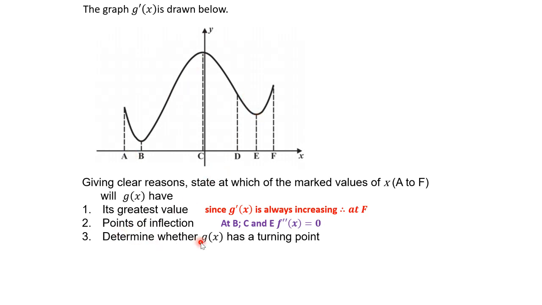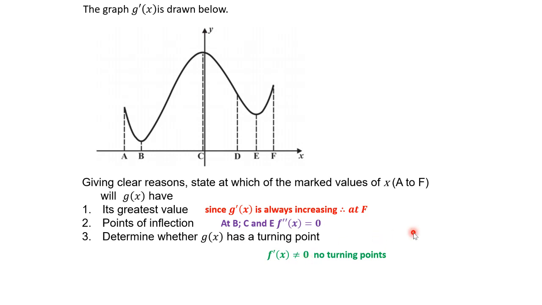Okay, then determine whether g of x has a turning point. Now, in order for there to be a turning point, you've got to be thinking the derivative would have to equal 0. I can see in this graph that there is no x-intercept here. So that means that g dash x does not equal 0. It is only positive. And another reason is, remember, for a turning point, your gradient has to go from positive to negative, or from negative to positive. Okay, which this clearly doesn't. It is only positive. And so therefore, because the derivative is not equal to 0, there are no turning points.